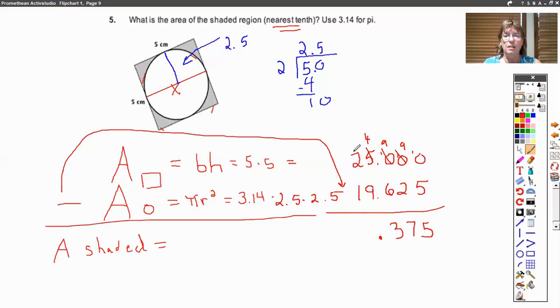And I can't take 9 from 4, so again, I'm going to have to borrow, and that becomes 14, and it becomes 5. So I know the area of the shaded region is 5 point, and then I have to round 375 to the nearest tenth. So I look here, and I'm going to round up. So it becomes 5.4, and then they did give us a unit of measure, centimeters squared. And that would be your answer there, okay?